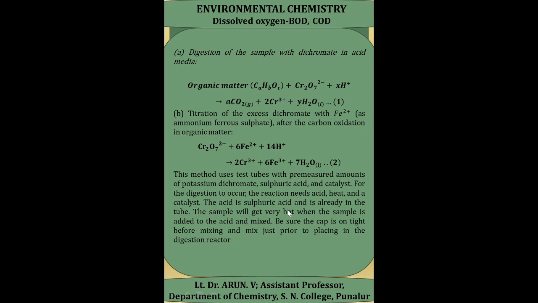This method uses test tubes with pre-measured amount of potassium dichromate, sulfuric acid and catalyst. For the digestion to occur, the reaction needs acid, heat and a catalyst. The acid is commonly used as the sulfuric acid and is already in the test tube. The sample will get heat when the sample is added to the acid once it is mixed. Be sure that the cap of the vessel is tight before mixing and just prior to placing into the digestion reactor.